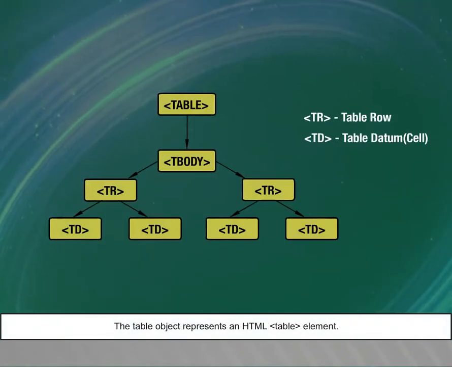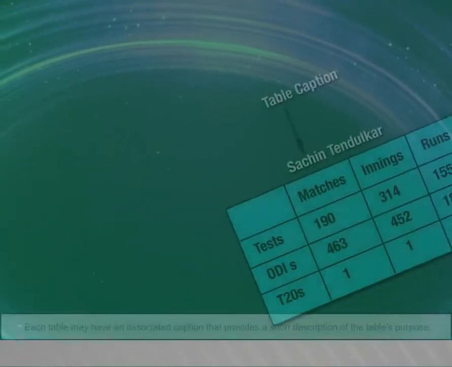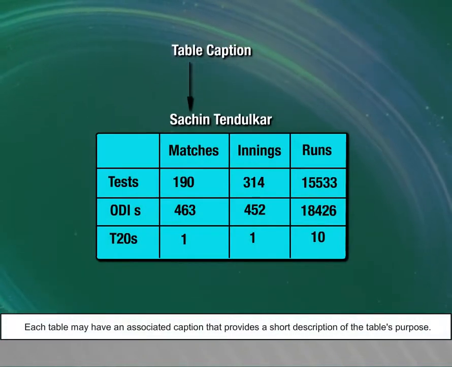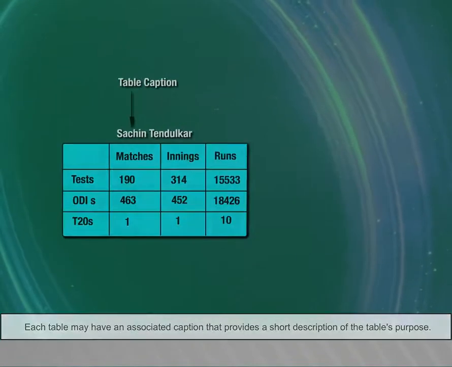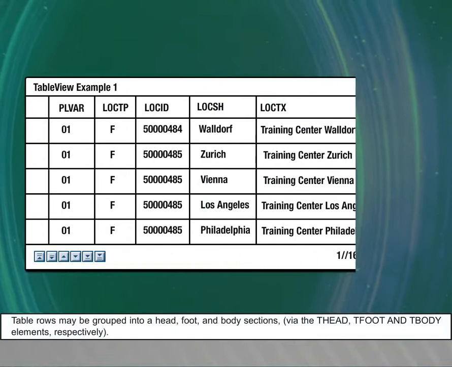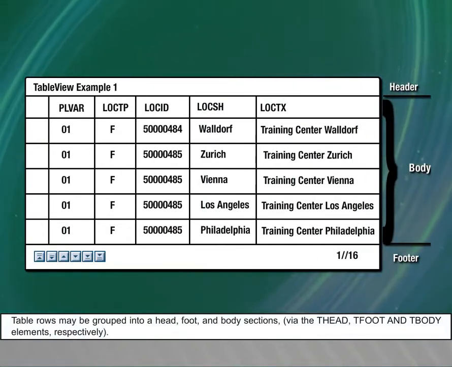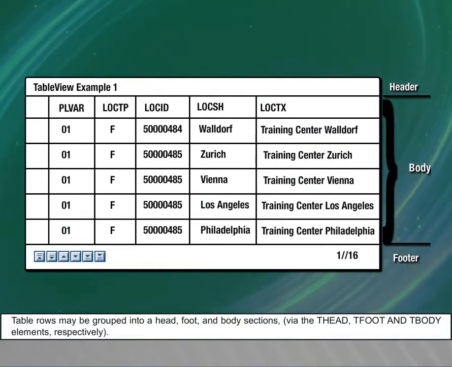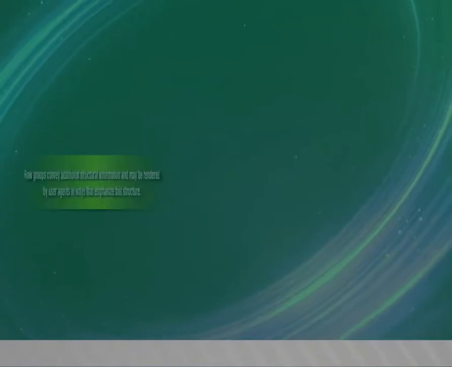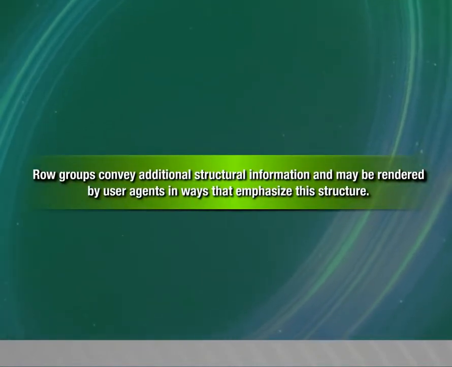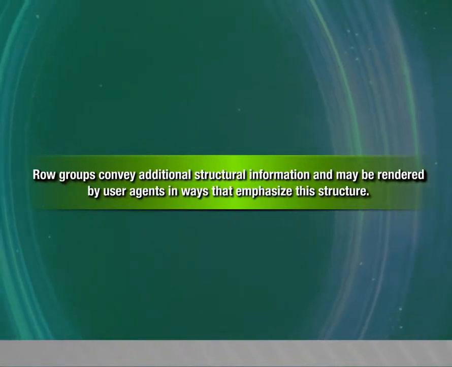object represents an HTML table element. Each table may have an associated caption that provides a short description of the table's purpose. Table rows may be grouped into head, foot, and body sections via the THEAD, TFOOT, and TBODY elements respectively. Row groups convey additional structural information and may be rendered by user agents in ways that emphasize this structure.